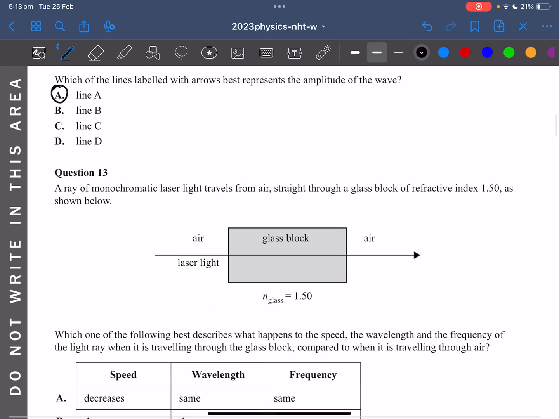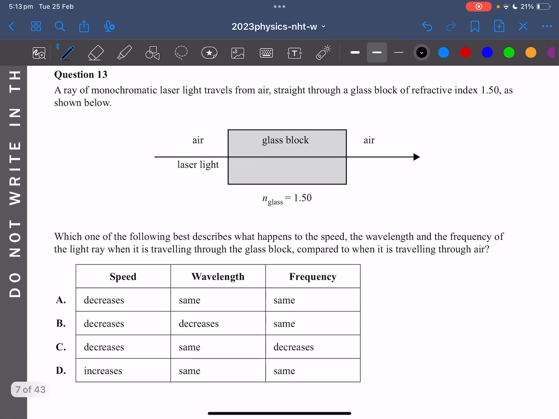Okay. A ray of monochromatic laser light travels from air straight through a glass block of refractive index 1.5 as shown below. Which one of the following best describes what happens to the speed, the wavelength, and the frequency of the light ray when it is traveling through the glass block compared to when it is traveling through air?